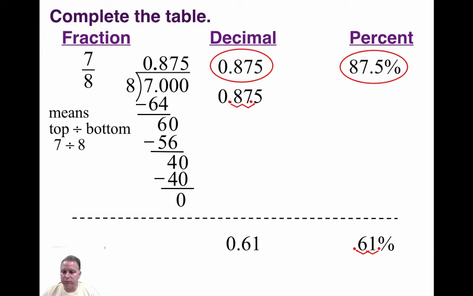Now, remember, there's basically 2 ways to think of this. If you're doing it as a decimal, it's 61 hundredths. So that means 61 over 100. If you're thinking percent, remember percent means out of 100, which also means 61 over 100. You check to see, can you reduce it? Is there anything that'll go into 61 that'll go into 100? Nope. So we're done with that one.